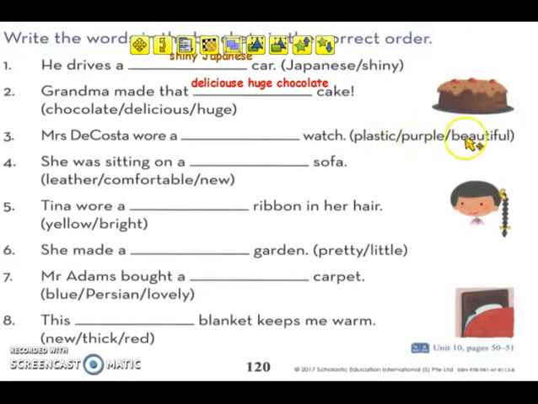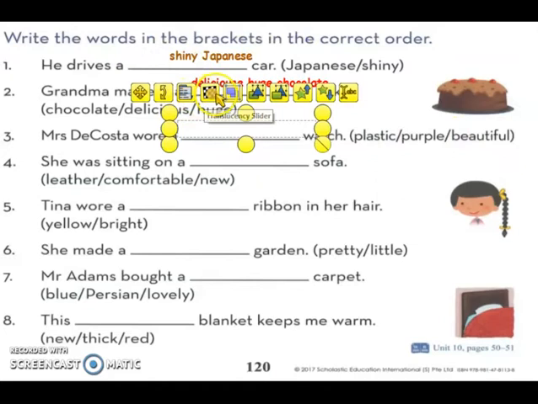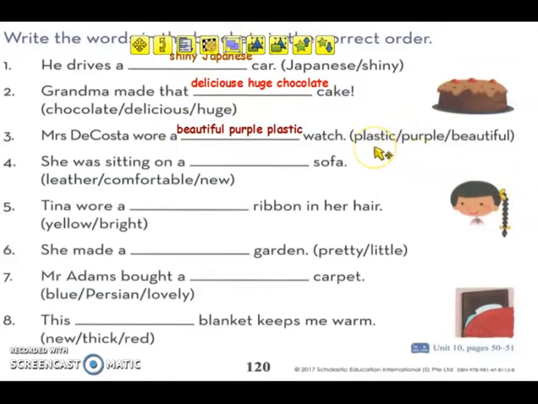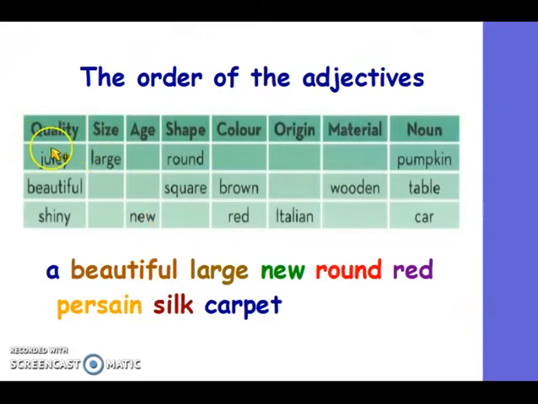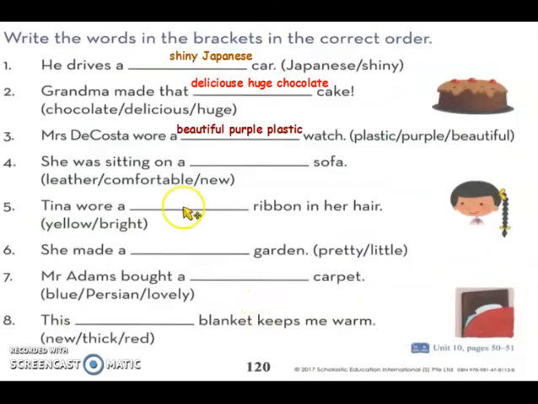Purple. Color, beautiful, quality. So we start with the quality, as we saw in the table. Then we have the color, and the last one is the material. Quality, color, material. Let's go back to the table. Okay, so the correct answer is: Mrs. DeCosta wore a beautiful purple plastic watch.